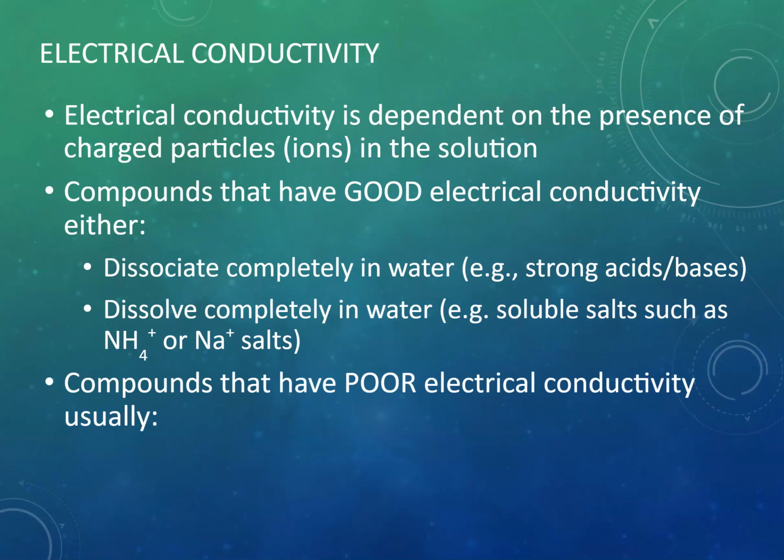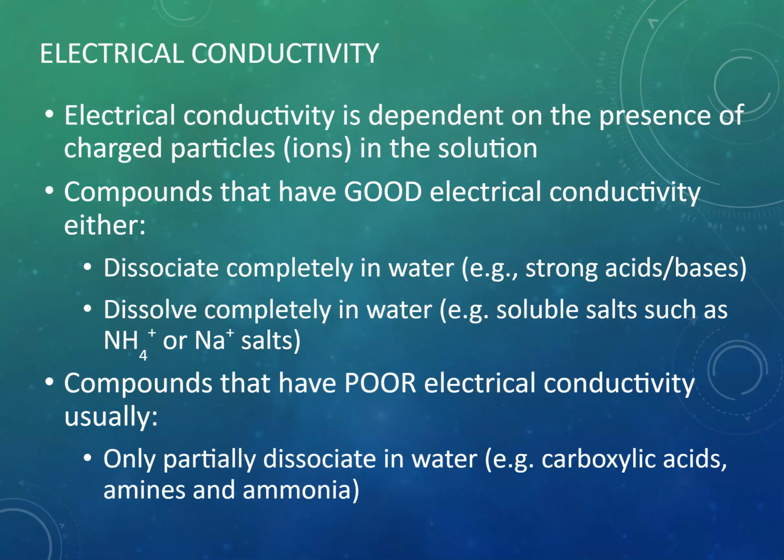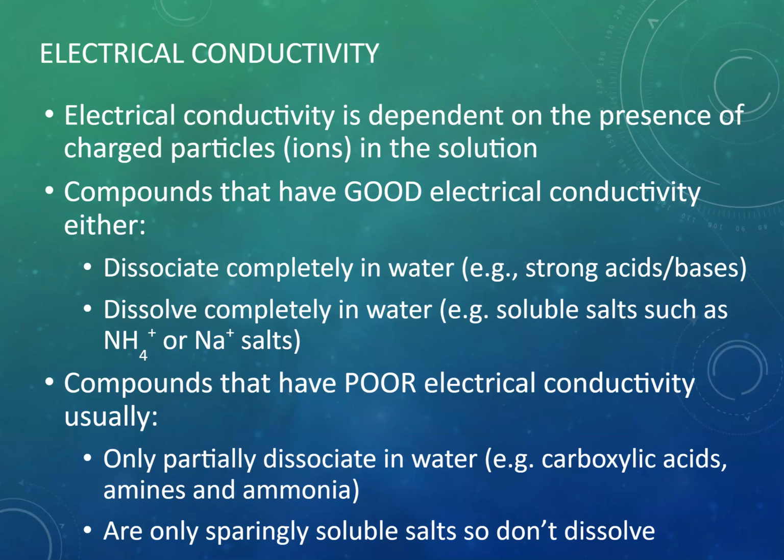So the things that have poor electrical conductivity are things that only partially dissociate in water, so weak acids and weak bases particularly, and things that are only sparingly soluble. If you think about all those sparingly soluble salts that we talked about in the first section of this topic, all of those are going to have relatively poor electrical conductivity because they do not produce large amounts of charged particles in that solution, especially compared to so-called soluble salts. Okay, so that's the basic idea.